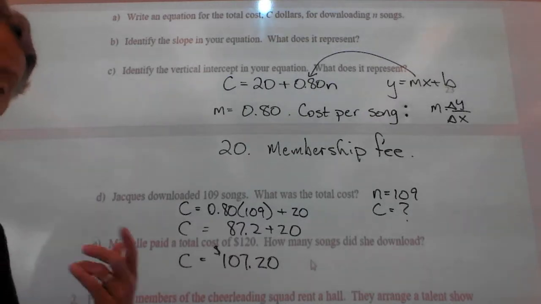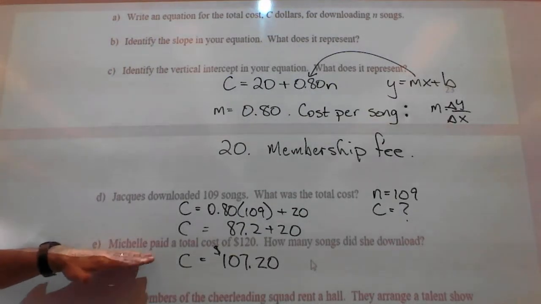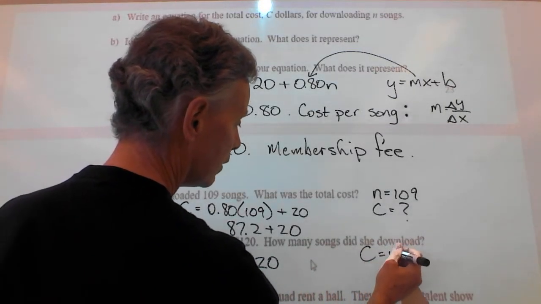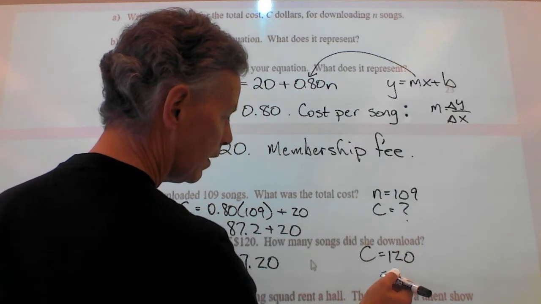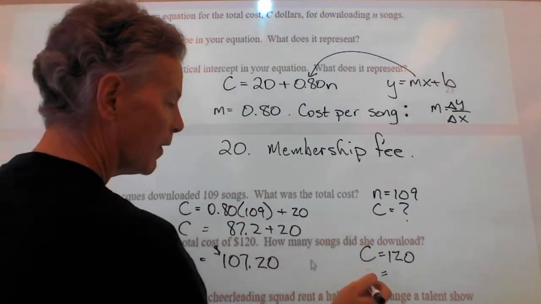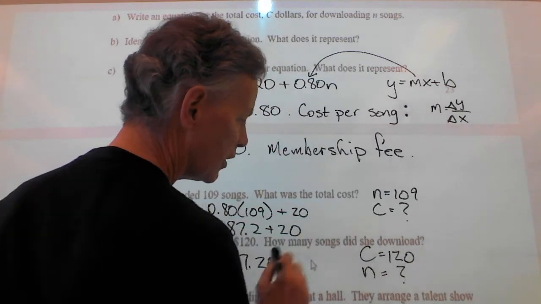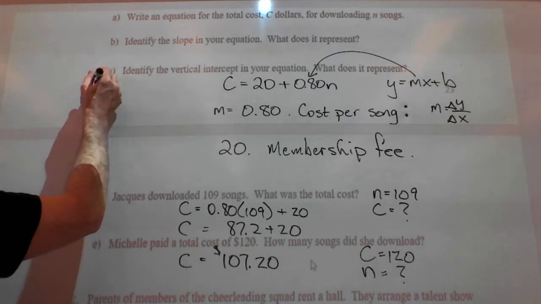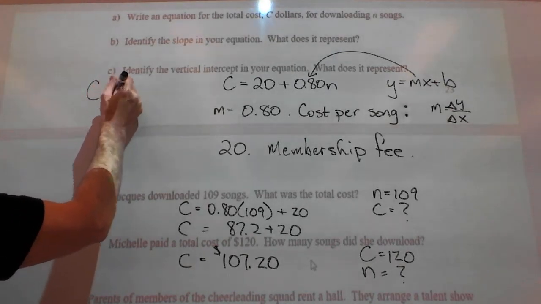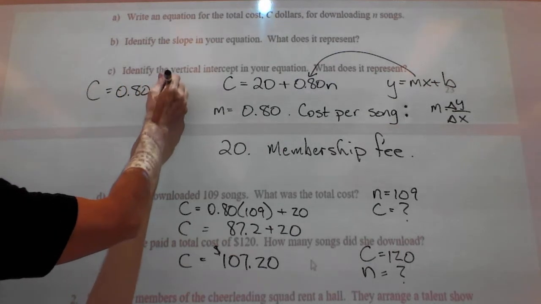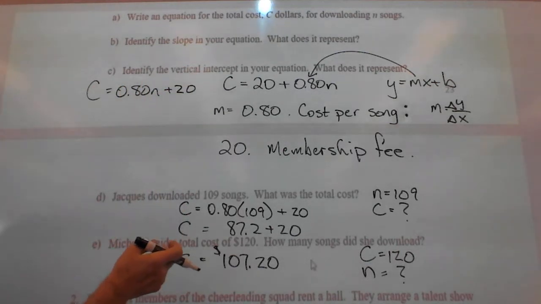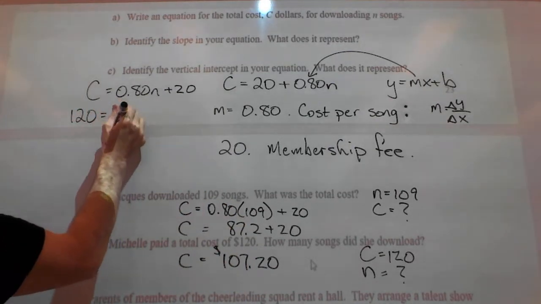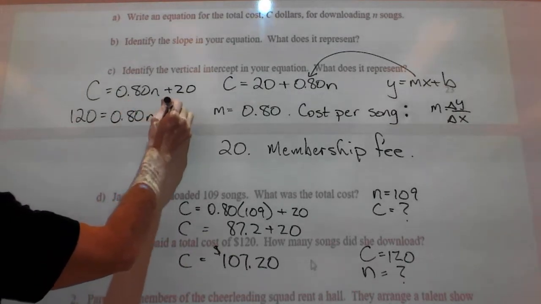E is just giving us the other variable. Okay, so for E, it says Michelle paid a total cost of 120. So her total cost is 120. This time, they want to know the value of n. How many songs did she download? Okay, we'll do this up here because there's more room. Okay, so C is our cost equals 0.80 n plus 20. So this time we're going to substitute our total cost, 120 equals 0.80 n plus 20.